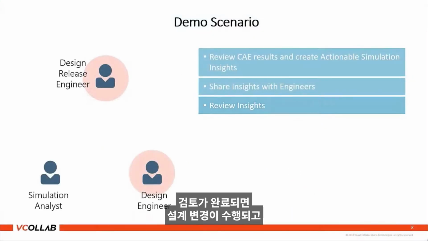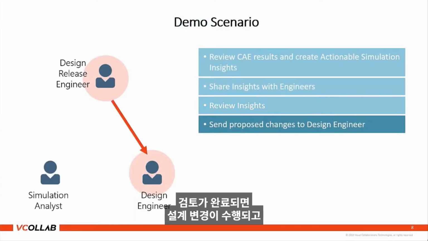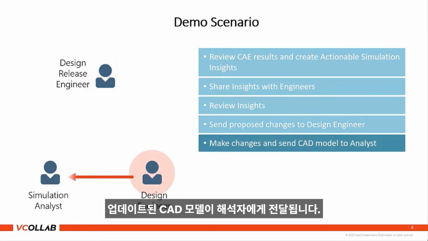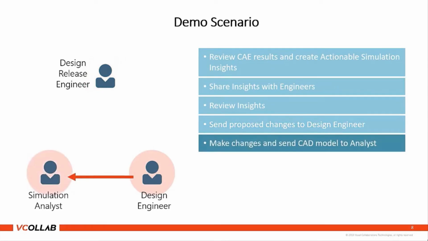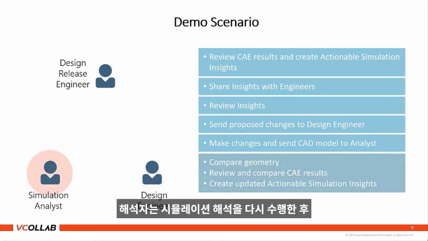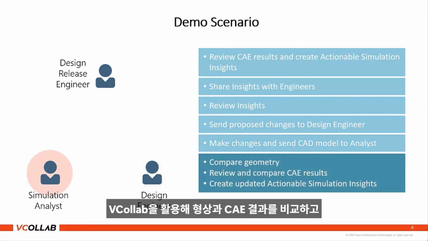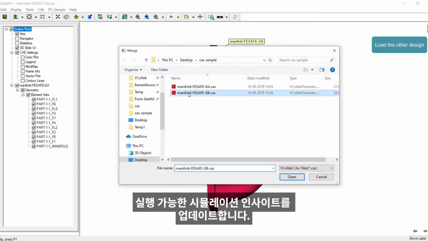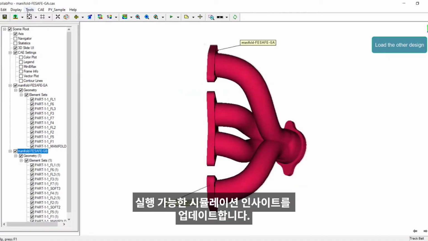Having completed the review, a design change is created, and the updated CAD model is sent to the analyst. The analyst will rerun the simulation analysis and use VCollab to compare the geometry and the CAE results and update the actionable simulation insights.